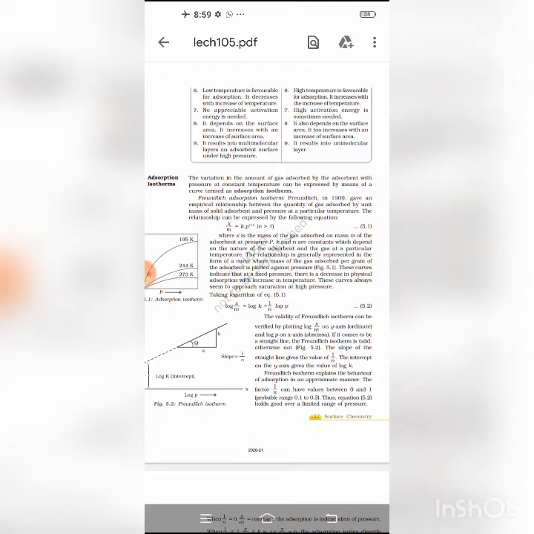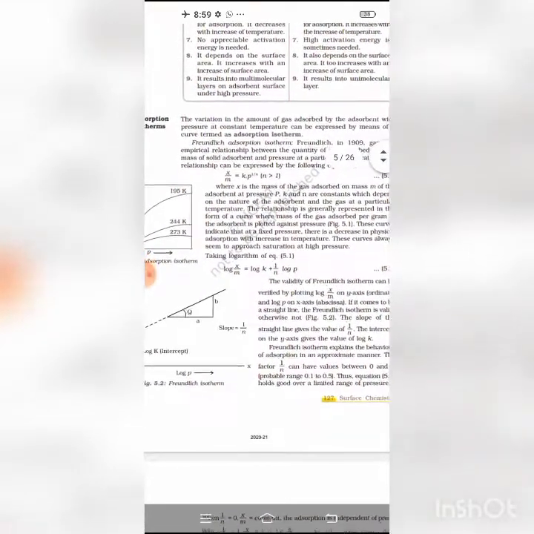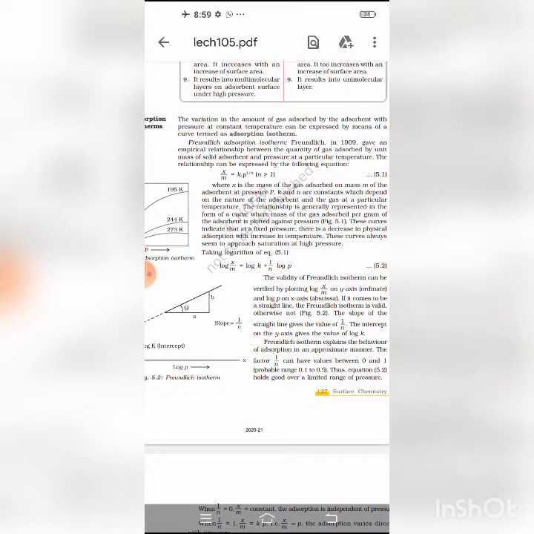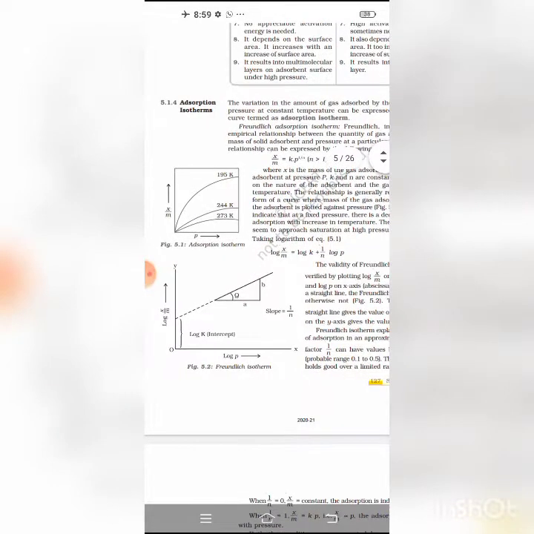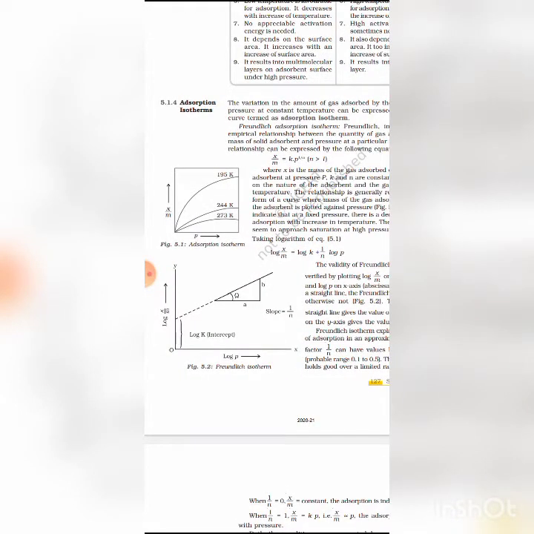Now student, taking the logarithm on both sides of the equation, we get log x by m equal to log k plus 1 by n into log p. Then we plot the values. Look at the graph, log of x by m versus log p, and we get a straight line. The slope of the straight line gives the value of 1 by n and the intercept is log k.